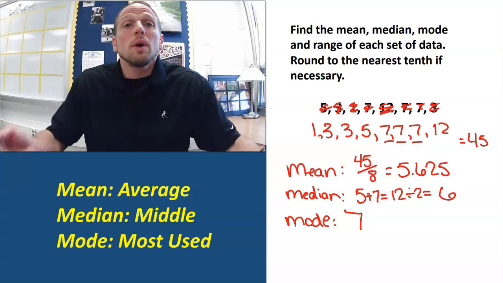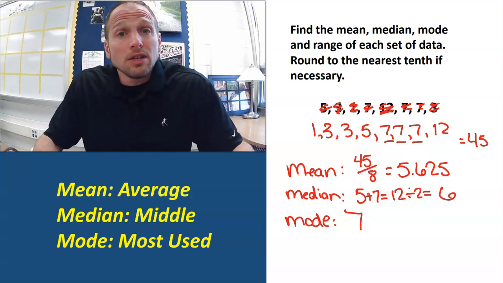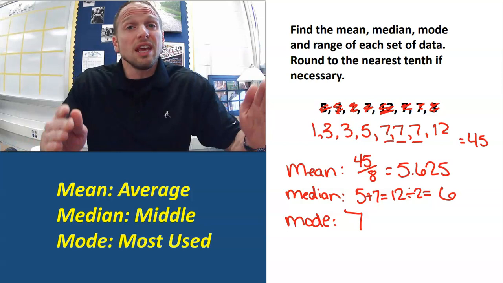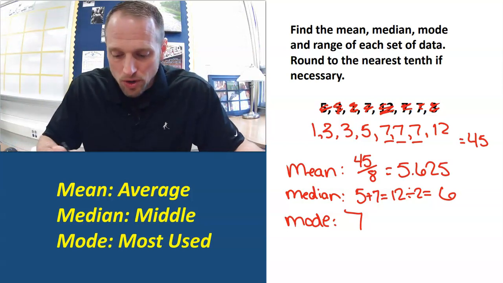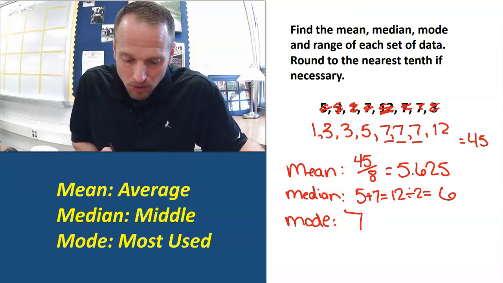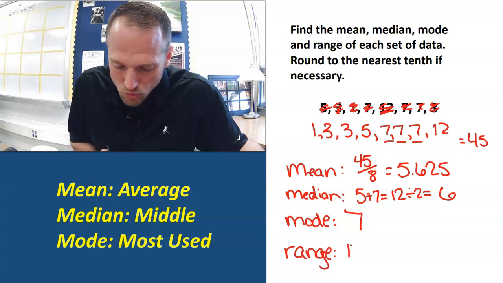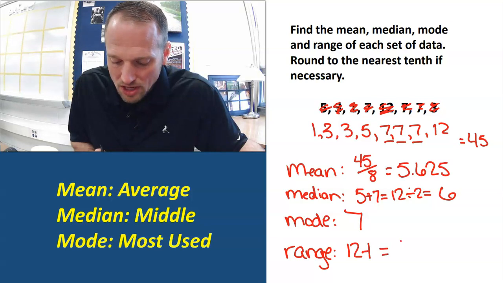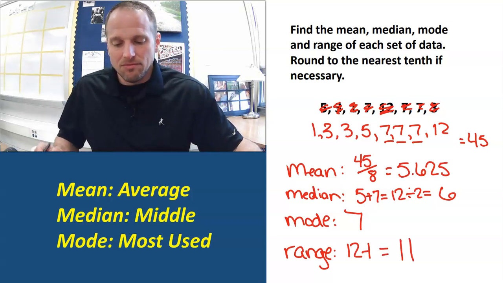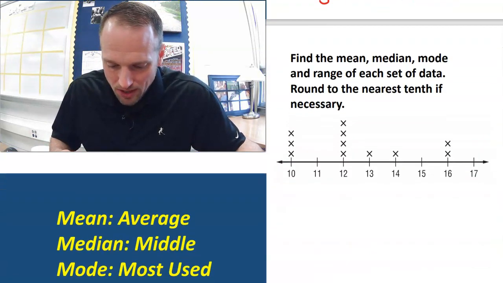Well, to find the range, all we have to do is take the biggest number minus the smallest number. So we see how far those numbers are spread. The biggest one is 12. The smallest one is 1. So 12 minus 1 is just 11. Very good. No sweat. Let's do another one.